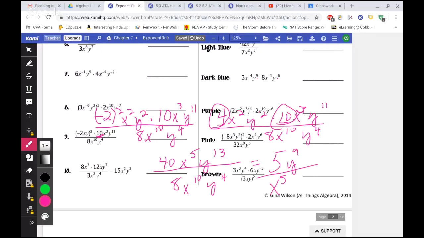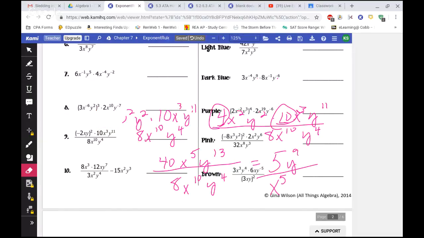So my answer for number 9 is 5y to the 9th over x to the 5th. And I'm waiting for you all to catch up, and then I'm going to erase everything and put that answer in the answer spot. I'm assuming y'all got the first step written down, so I'm going to erase that step.